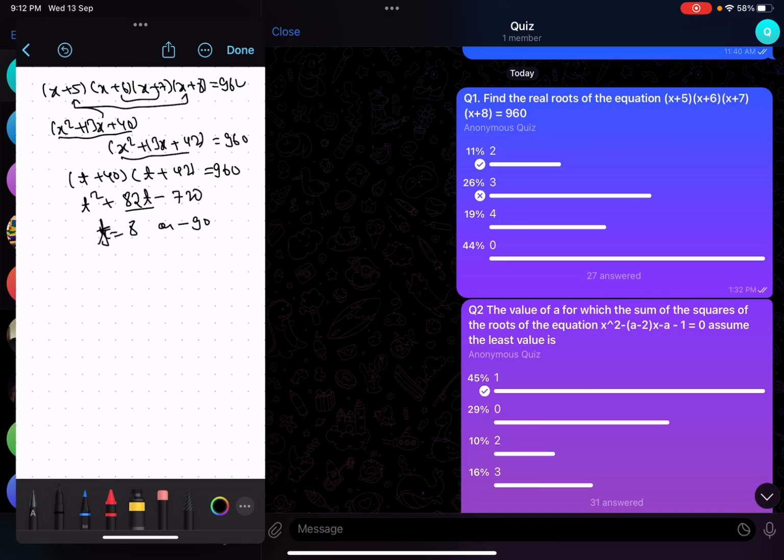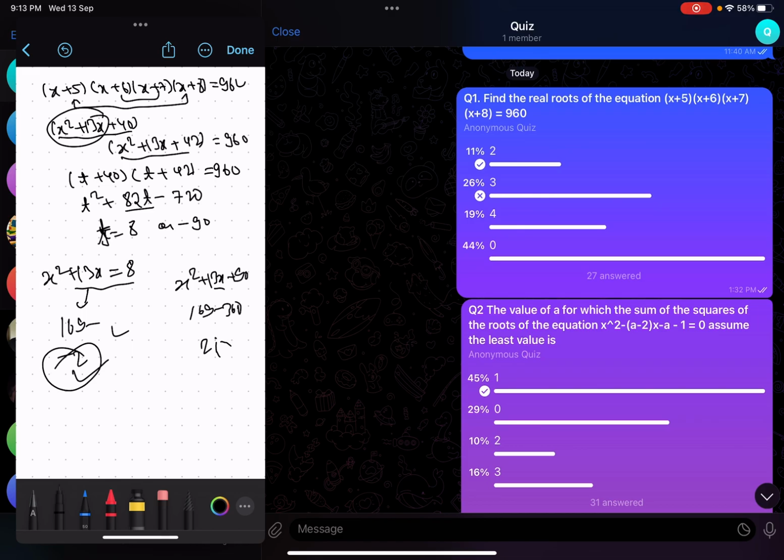Now since our supposition was this, we'll have to substitute that back again to find the values of x. For t equal to 8, we don't need to solve, we just need to look whether the roots will be real. Discriminant will be positive, 169 minus 4 times 32, it will be positive, so two roots over here. Now here it will be x square plus 13x plus 90, where the discriminant is 169 minus 360, so two imaginary roots. So the answer is two real roots for this question.